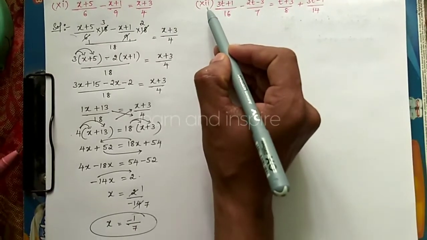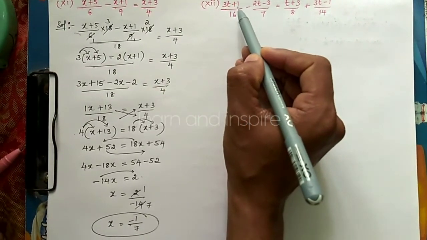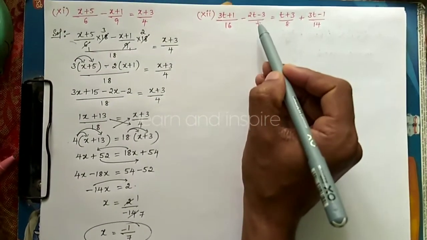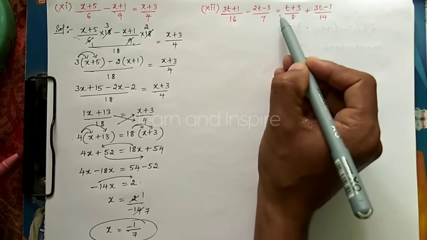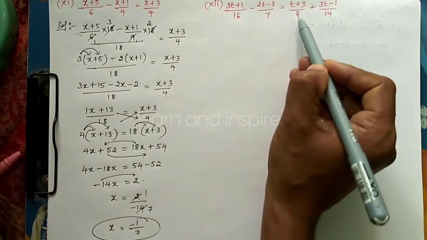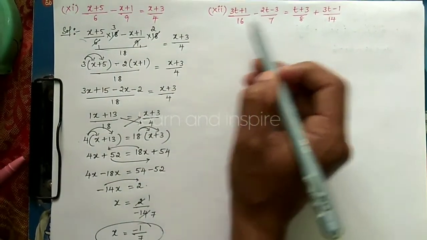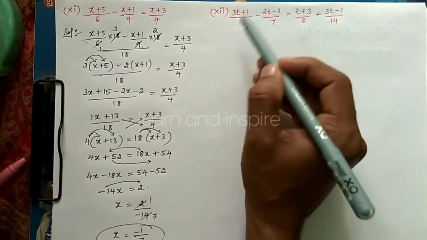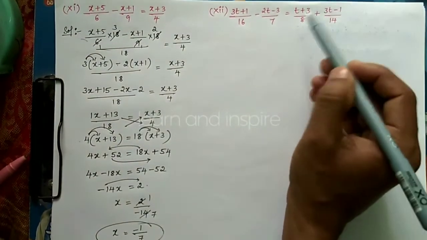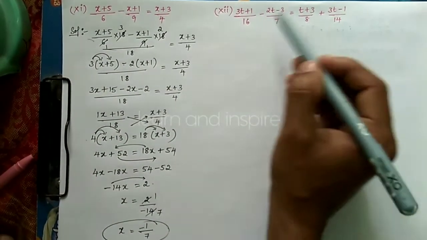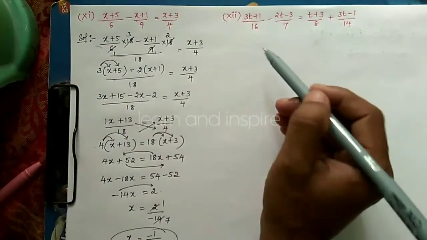Next question number 12. (3t + 1)/16 - (2t - 3)/7 = (t + 3)/8 + (3t - 1)/14. So here on the LHS we have 2 terms, and on the RHS we also have 2 terms. So this problem is different from all the previous problems.